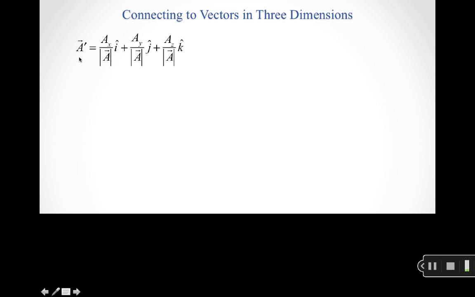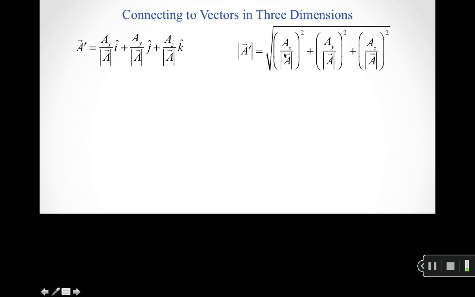To make our life a little bit simpler notationally, I'm just going to name this new vector A prime. And again, all it is is the x component of vector A divided by the magnitude of vector A times i hat, plus the y component of A divided by the magnitude of A times j hat, plus the z component of vector A divided by the magnitude of A times k hat. And just like with any vector, I can get its magnitude by taking the x component squared plus the y component squared plus the z component squared. So here's where I'm calculating the magnitude of my vector A prime.